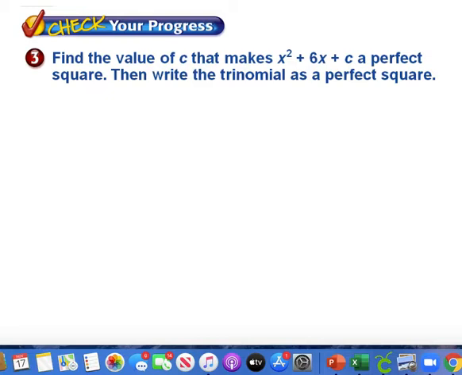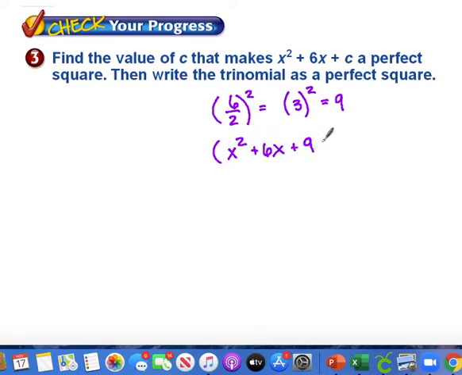can do that also. So I'm going to take half of b being 6, and square it. Well, half of b is 3. 3 squared is 9. So that would have to be x squared plus 6x plus 9 to give me my perfect square trinomial. If I went to factor this, this would factor into x plus 3 and x plus 3, or it factors into x plus 3 squared. So 9 completes my square.